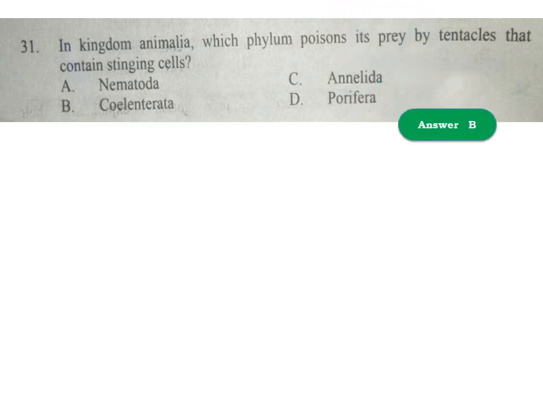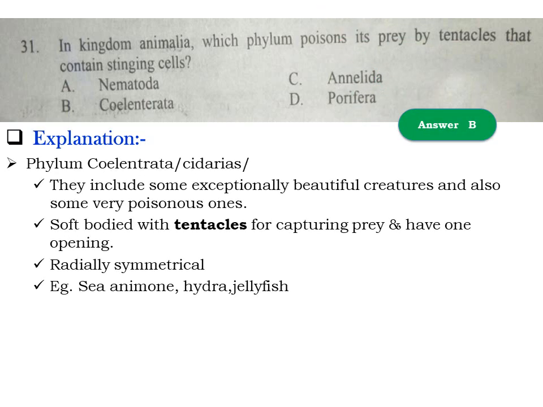Let us see the explanation. Phylum Coelenterata or Cnidaria includes some exceptionally beautiful creatures and also some very poisonous ones. They are soft-bodied with tentacles for capturing prey, have one opening, and are radially symmetrical, such as sea anemone, hydra and jellyfish.